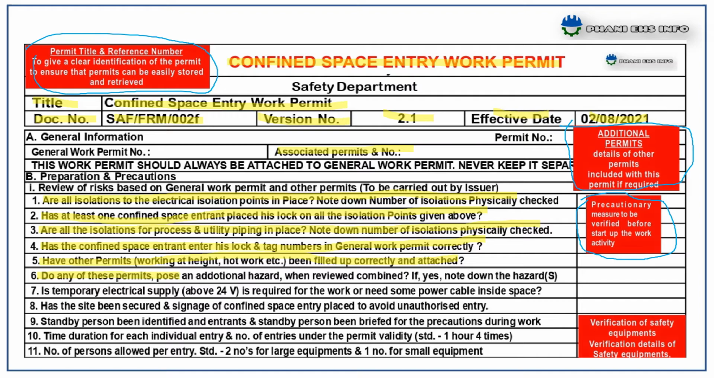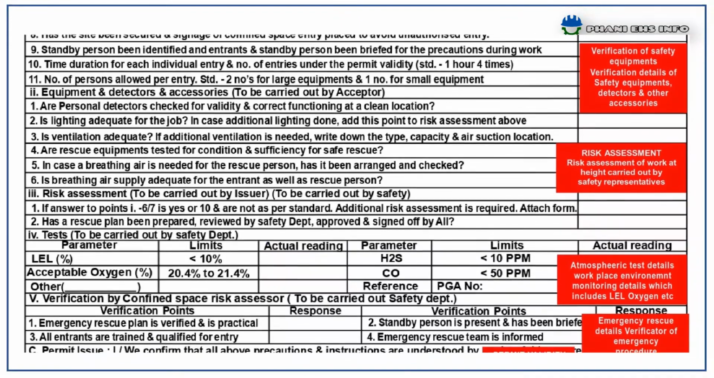Have other permits, which include height permit or hot permit, been fully filled correctly and attached? Temporary power supply details, signages, standby person details, time duration for each individual entry, number of entries under the permit validity, number of persons allowed per entry, 2 numbers for large equipments and 1 number for small equipments. These are the checkpoints.